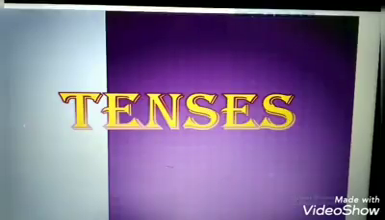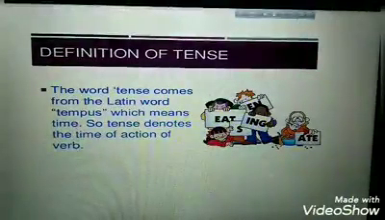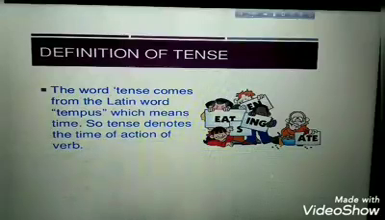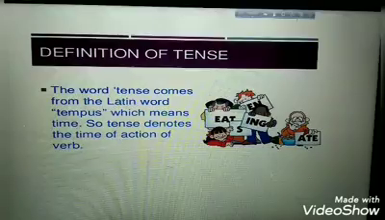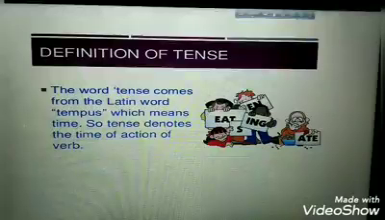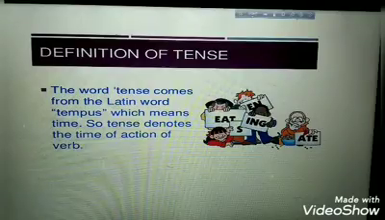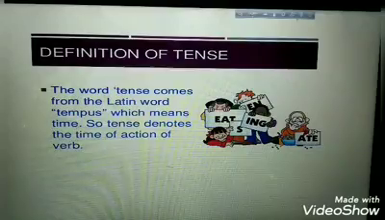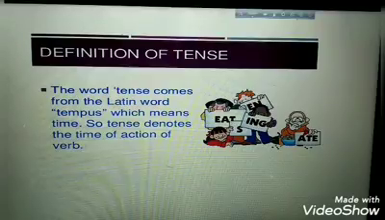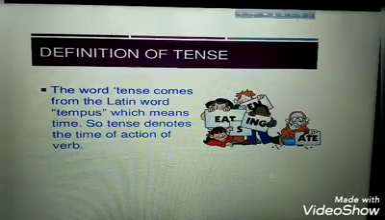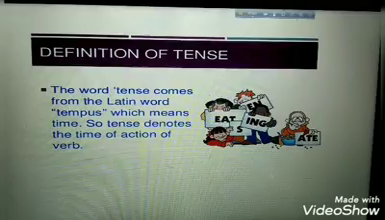Tense is an essential part of English grammar. So at the very beginning, you will have to know all the rules of tense, and you will have to know the uses of these rules, okay? So we'll start the topic, the definition of tense. What is tense? The word tense comes from the Latin word tempus, which means time. So tense denotes the time of action of verb. So it refers to the time when the action takes place.